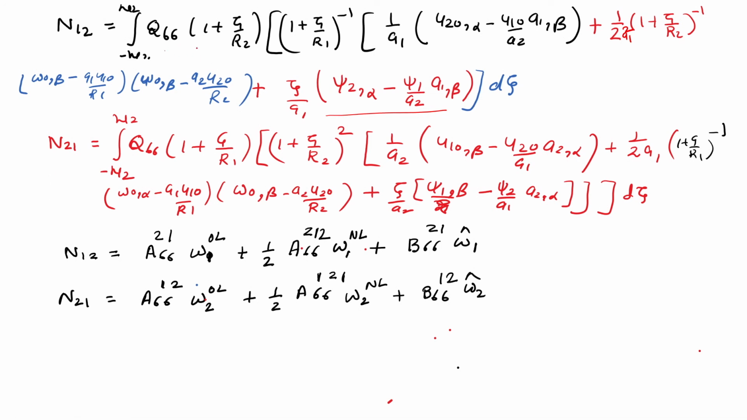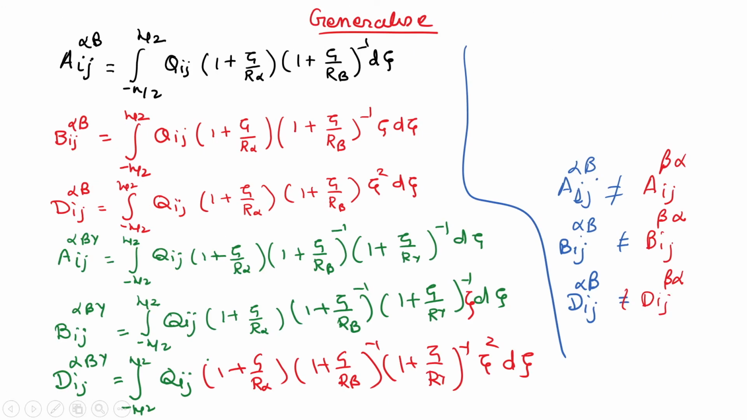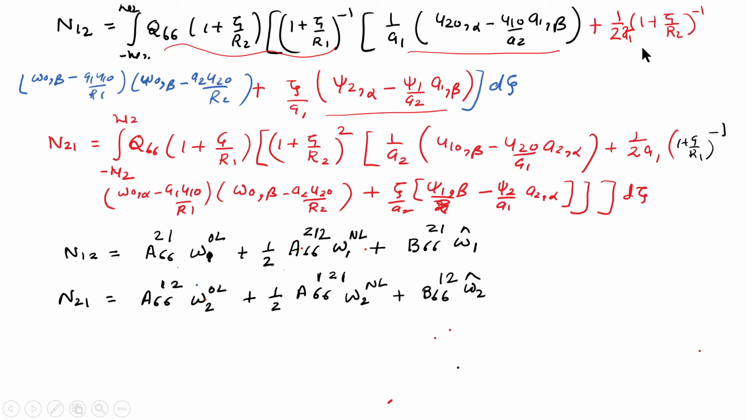In the definition of N12, the first term will become the definition of A6621, Q66 times 1 plus zeta by R2 times 1 plus zeta by R1 inverse, then the nonlinear part, and this will be the definition. Then the bending part will be denoted by B6621. In the same way, for N21 we get A6612. Sometimes the 1 by 2 is taken inside the definition because it is common in all the nonlinear terms. In some books on shell theories, the 1 by 2 is taken inside the definition of omega 1 NL and omega 2 NL, but in some books it is kept outside. So, B6621 and B6612.